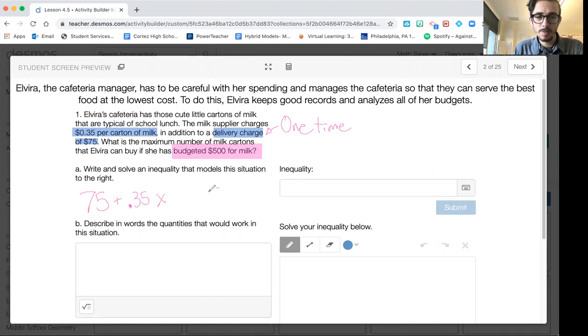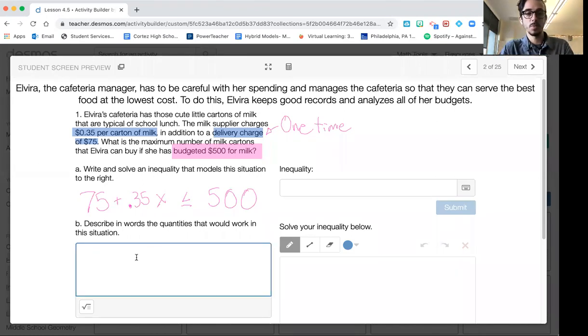What do you think? Should this be greater than $500, less than $500? What do you think about that? Hopefully you're saying less than or equal to $500 because this is the maximum number we can buy with $500. We don't want to buy more and have it be more than $500. We want it to be as close to 500 as possible. So 500 is the max.